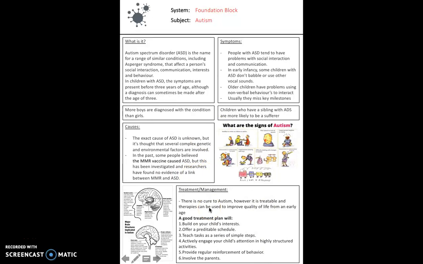With regards to management, we can't say there's a cure to autism, however it is treatable and therapies are used to improve the quality of life from an early age. So really, physicians should use an MDT, a multidisciplinary team, in order to build a good treatment plan. And this should be built on the child's interests, offer a predictable schedule, teach tasks as a series of simple steps, actively engage the child's attention, provide regular reinforcement of behaviour, and involve the parents. And if that's followed, hopefully a regular routine, the child with autism will be well integrated into society.